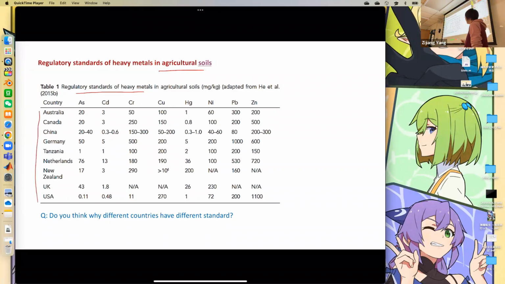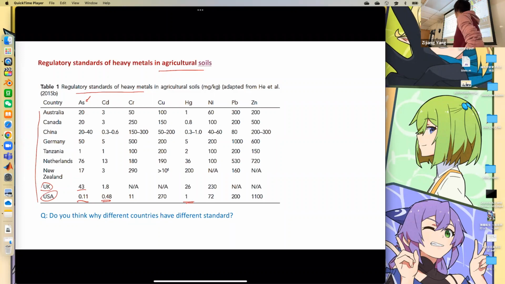We can see that different countries have different standards. But interestingly, we can find another fact: for example, for the UK and the US, for arsenic, the standards are very different. We have about 400 difference. And this is also the same for cadmium and mercury.